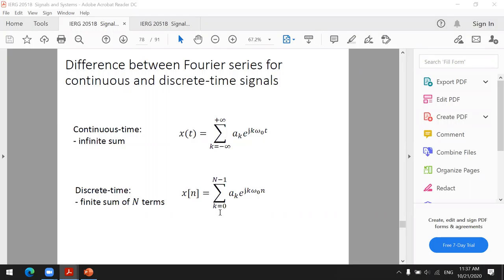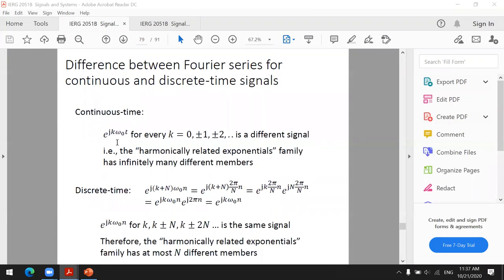Here we just need a finite sum. That's because of the property of this set of functions, exponential jk omega 0 n. So now let me elaborate. For continuous time, we have this family of functions, exponential jk omega 0 t.